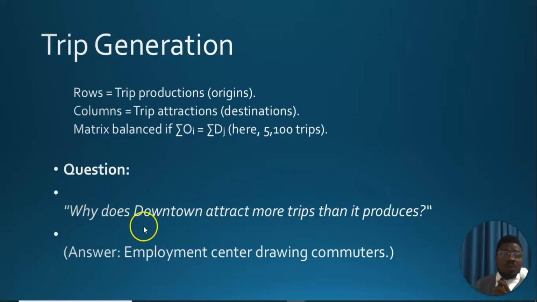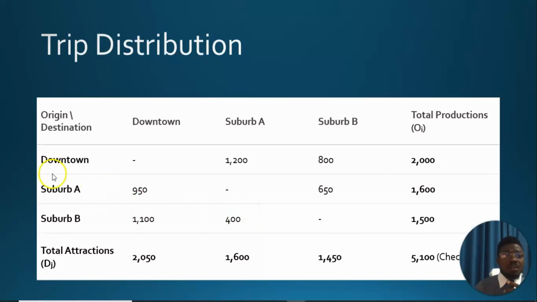Here there is a question which says, why does downtown attract more trips than it produces? Now here's downtown. It attracts more trips than it produces. The reason why it attracts more trips, you can see the attraction of going to downtown, we have 2,050, and it's only giving out maybe 2,000.